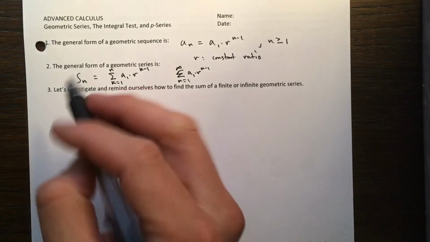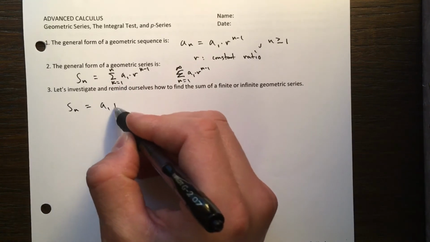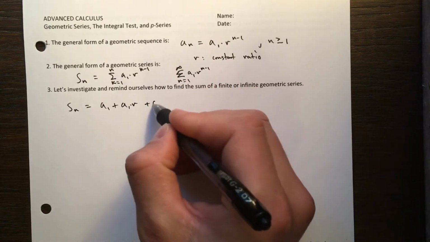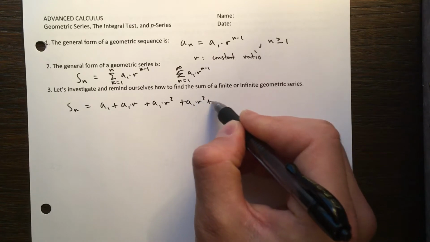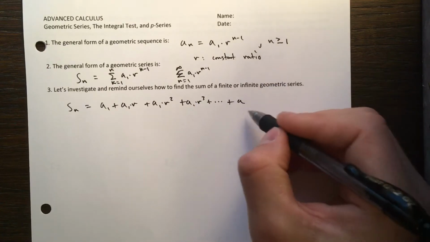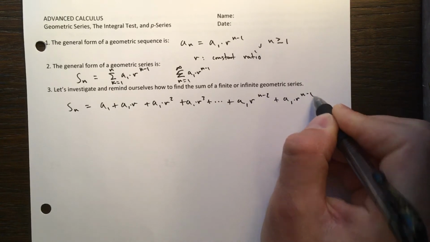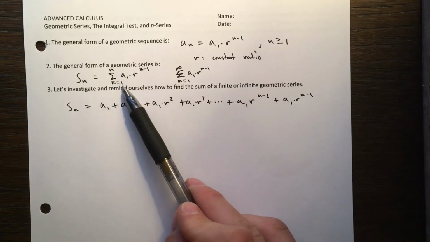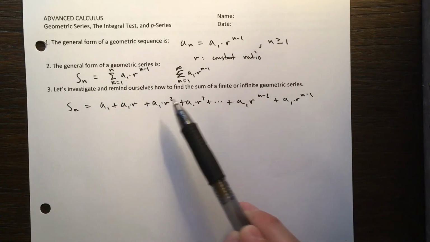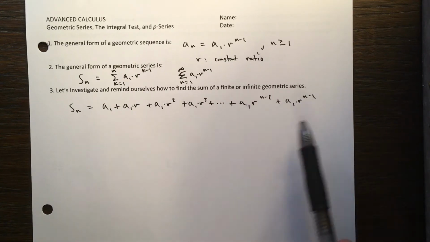So writing out a few terms here, we would get S sub n, this is the series, is equal to a sub 1 plus a sub 1 times r plus a sub 1 times r squared plus a sub 1 times r cubed plus dot dot dot plus a sub 1 times r to the n minus 2 plus a sub 1 times r to the n minus 1. So that comes straight from this formula, right? We are plugging in k equals 1 and getting a sub 1, then plugging in k equals 2 and getting a sub 1 times r, and each time we're just multiplying by another r until we get all the way up to n minus 1.